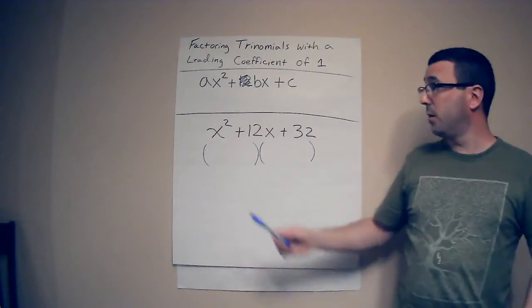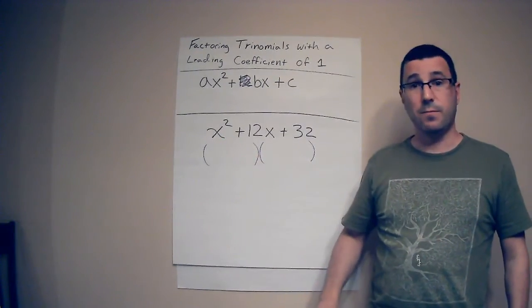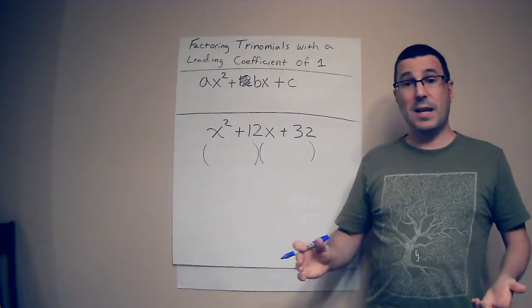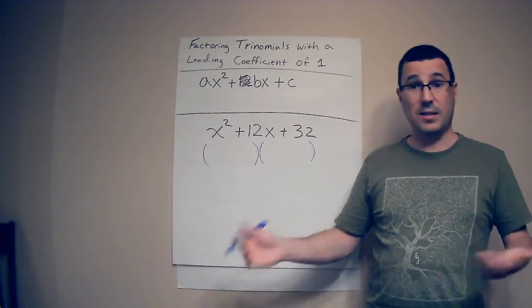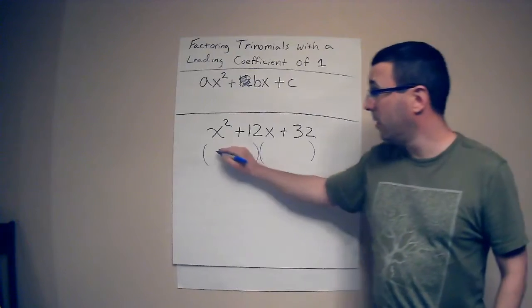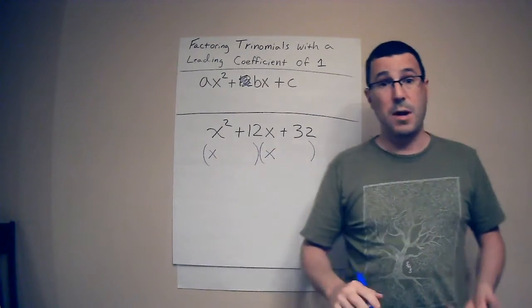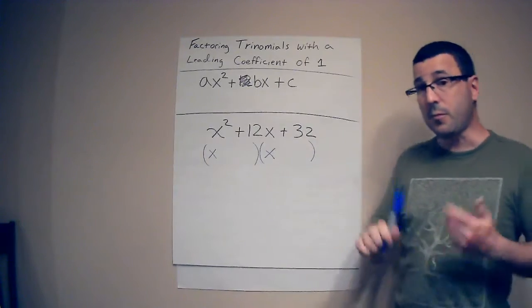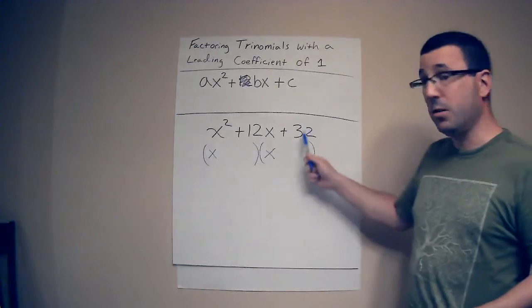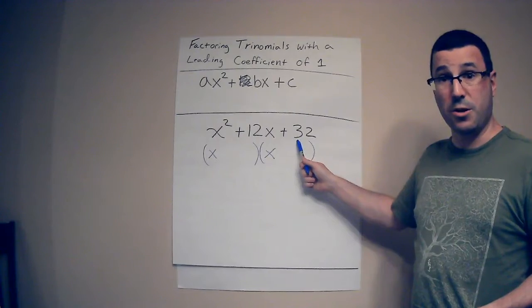And the first thing I'm going to look at is this x squared. In order for me to get an x squared, I'm just going to have x times x. So I'm going to put that in the front of my parentheses. And the next thing I'm going to do is look at my last term, the plus 32.